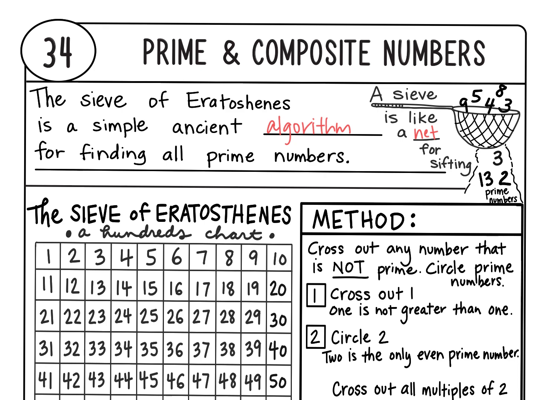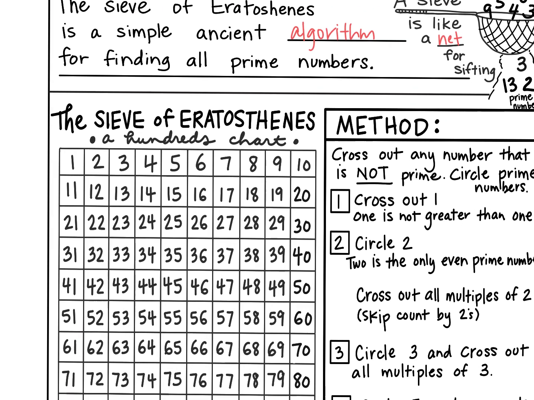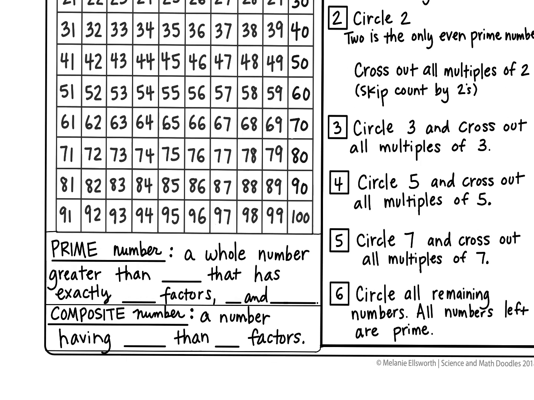So I'm going to use a little highlighter, but before we get to all of the numbers, just real quick, let's review. Okay, at the very bottom, it gives us definitions. A prime number is a whole number that is greater than 1 that has exactly 2 factors, 1 and itself.